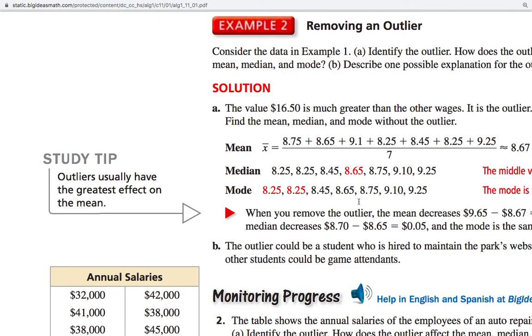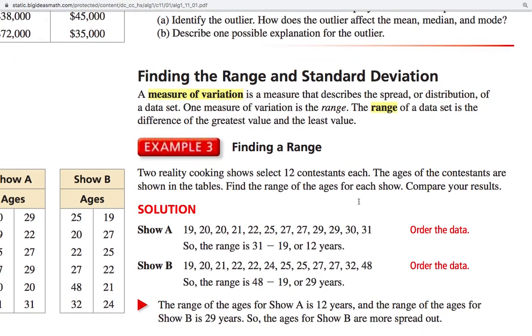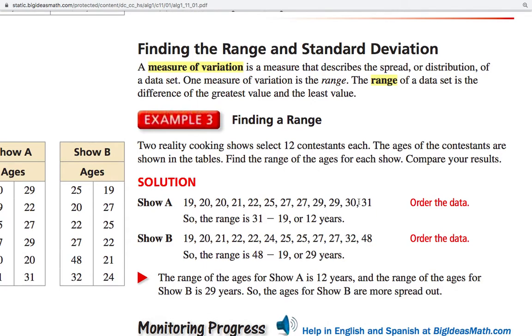All right, so let's see, what else do we have going on here? That's it for measures of center, but now we have measures of variation. Measures of variation is how spread out the data set is. There's 2 measures of variation. The first one is the range. The range is simply the biggest number minus the smallest number. How spread out is the data from biggest to smallest. That's all you have to do, and that'll get you the range.